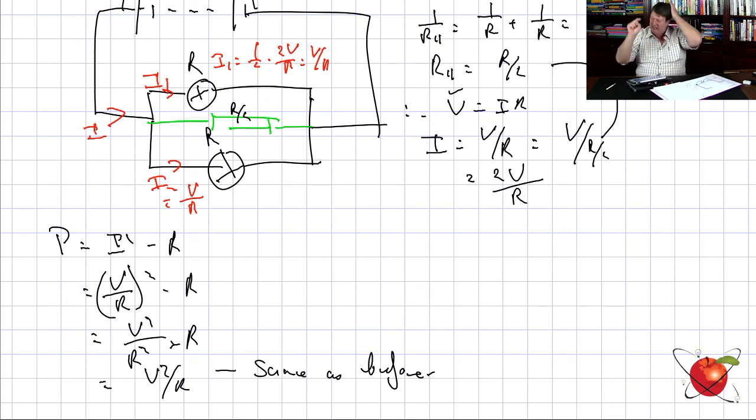So if they are in parallel and one blows, or you switch it out or switch it off, what happens? The current adjusts. Because the resistance has changed, the current changes, and it adjusts to keep the brightness the same.